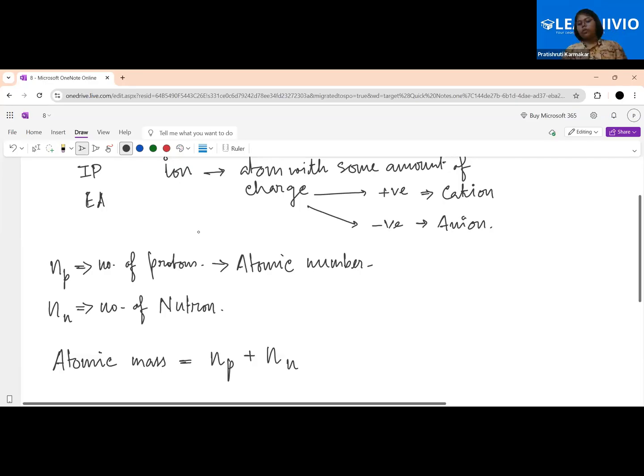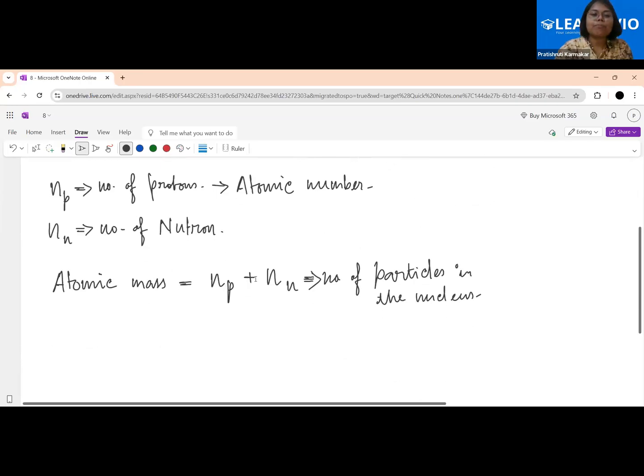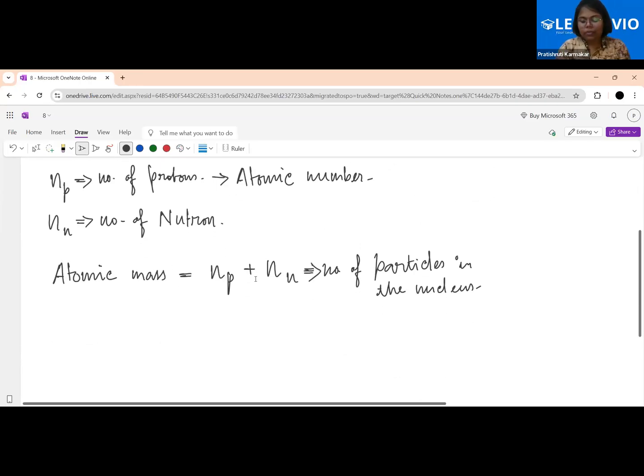So atomic mass is the number of protons plus the number of neutrons, or we can say the number of particles in the nucleus, right? Electrons, protons, neutrons, these are particles, okay? Because in the nucleus we have protons and neutrons only. So this is atomic mass.